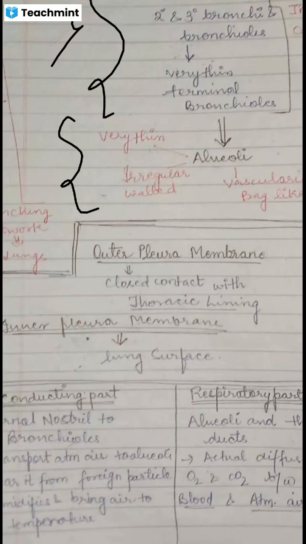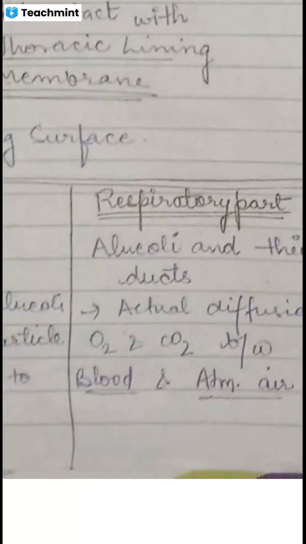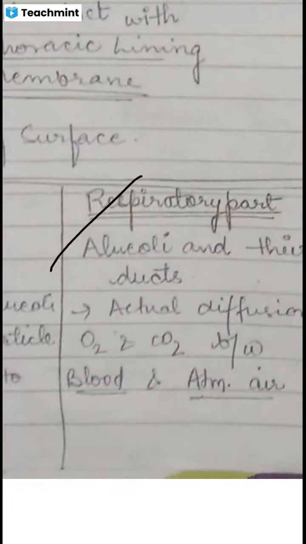Then we have this conducting part, from the external nostril to the bronchioles. Its aim is to transport the air to the bronchioles, to clear it of foreign particles, to humidify the air and bring it to body temperature. On the other side, we have the respiratory part, where the alveoli and their ducts form the respiratory parts and the actual diffusion of O2 and CO2 takes place between the blood and the atmosphere.